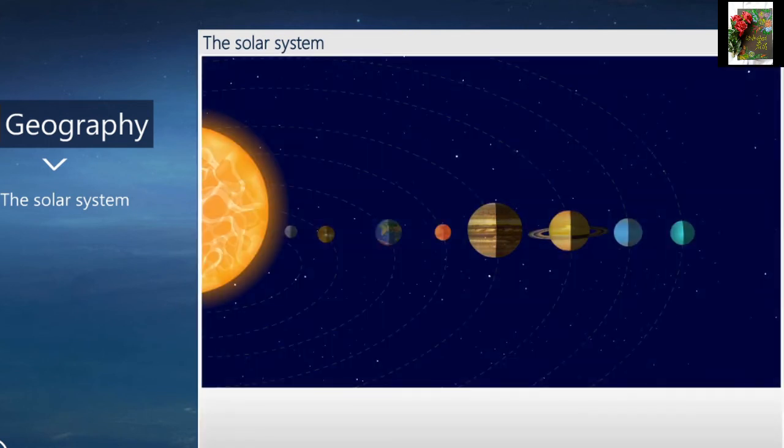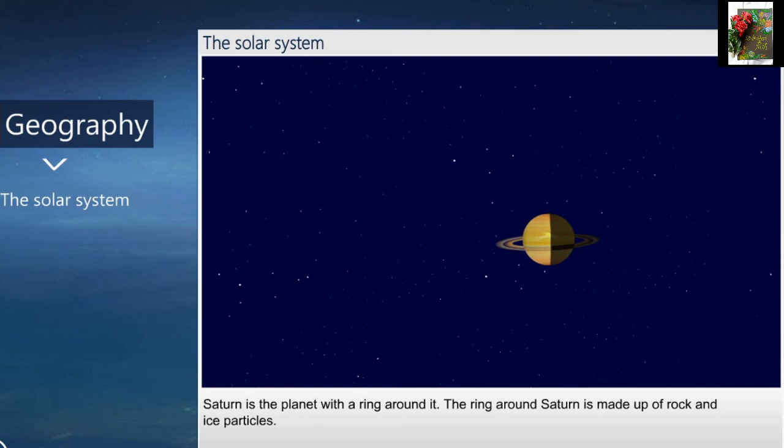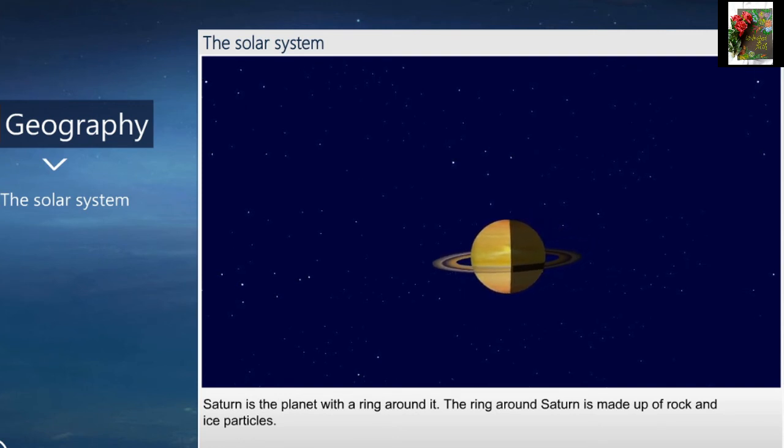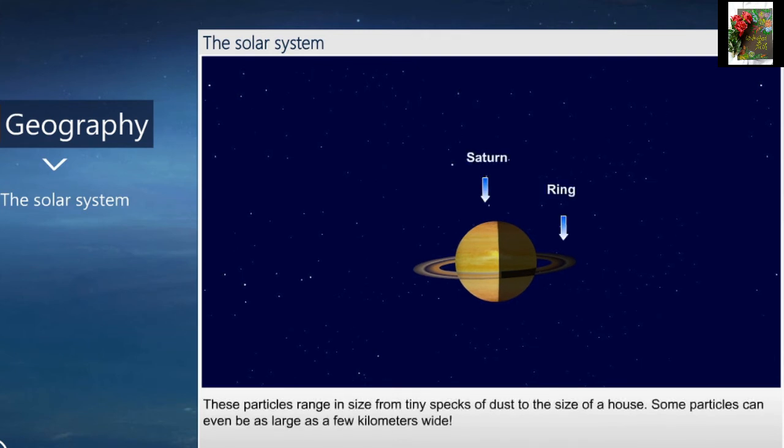Look at the beautiful planet. Let's go towards Saturn. Can you see the ring around the planet? Saturn is the planet with a ring around it. The ring around Saturn is made up of rock and ice particles. These particles range in size from tiny specks of dust to the size of a house. Some particles can even be as large as a few kilometers wide.